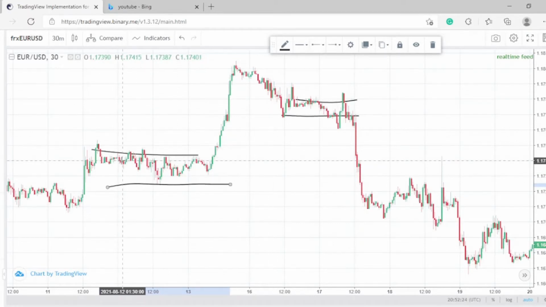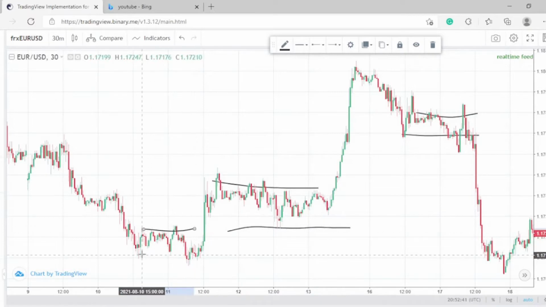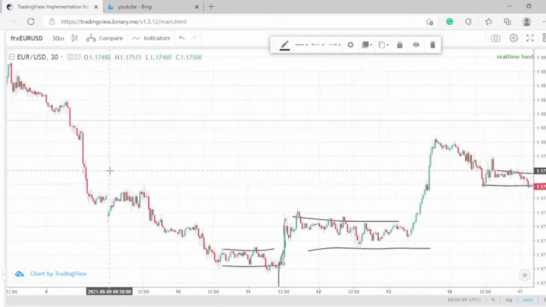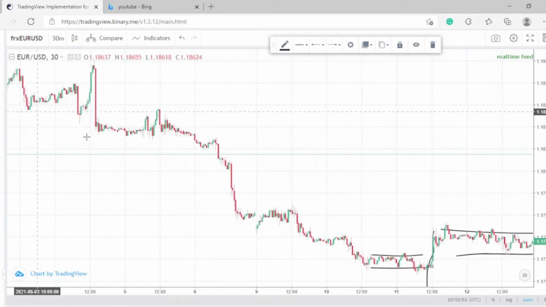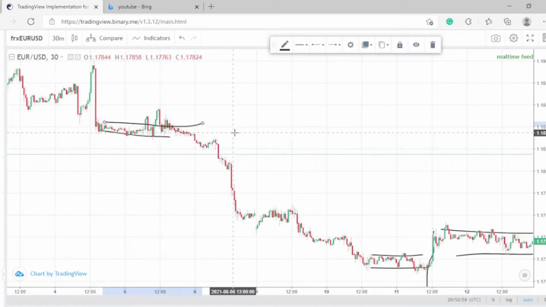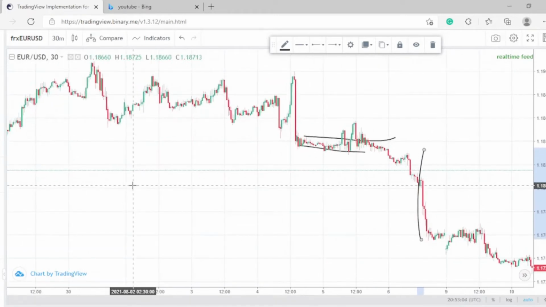I told you, when you see a range, the big players are building up their orders. And look what happened after the build up. This is what we are looking for. See a range, then bam, the market moves to the upside. The market is not moving, it's just moving sideways, then bam, the market moves to the downside. So this is what we are looking for, guys.